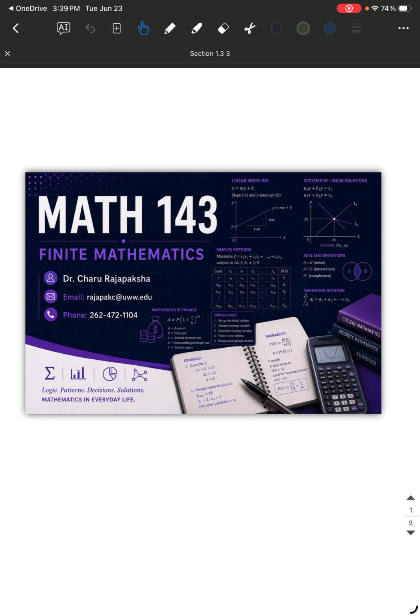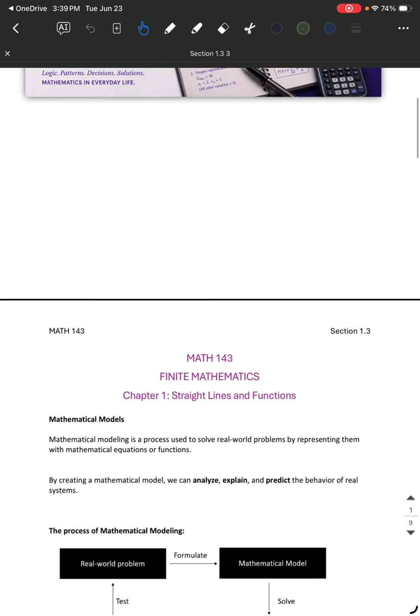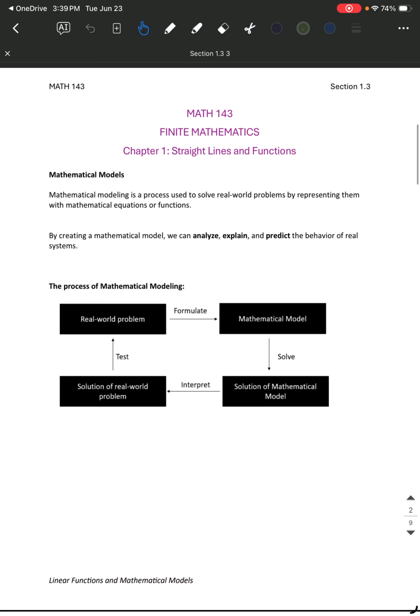By the end of this lesson, you should be able to understand mathematical models, define functions, identify domains and range, work with linear functions, model depreciation, construct the cost, revenue, and profit functions, and also analyze the demand and supply equations. Okay, then let's begin by discussing mathematical models.